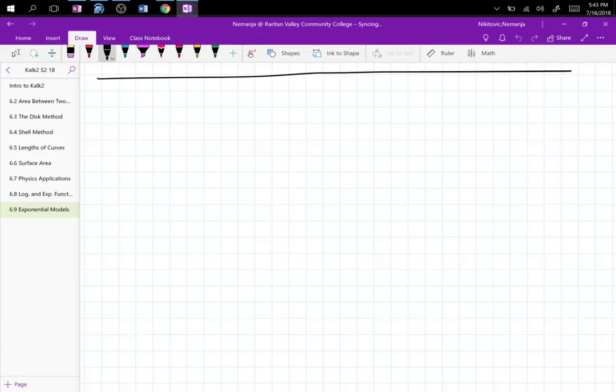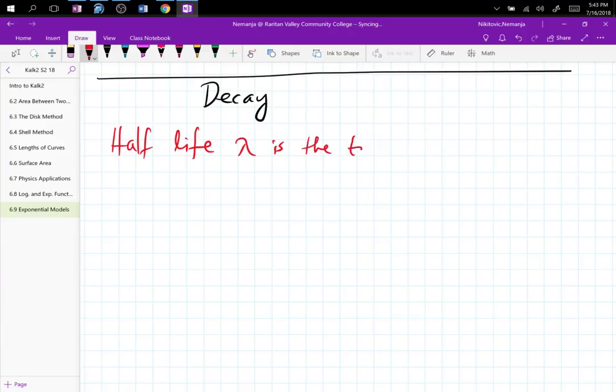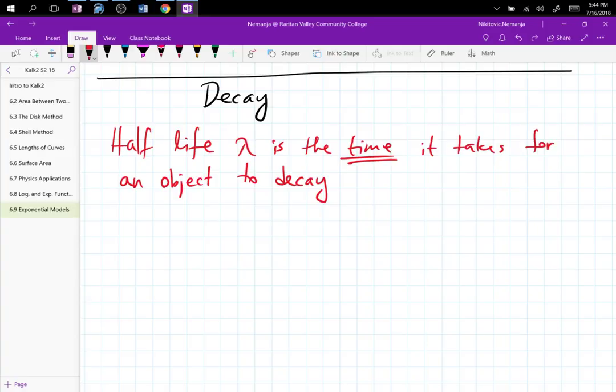So radioactive decay, garbage decay, whatever you're talking about, you have to talk about the half-life first. So decay problems, we first talk about half-life. So half-life, lambda, is the time it takes for an object or a person or whatever to decay half of its mass.